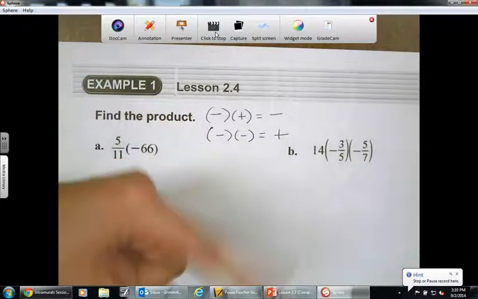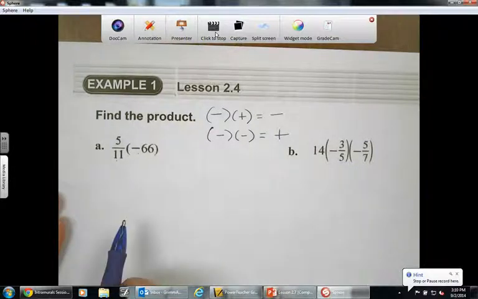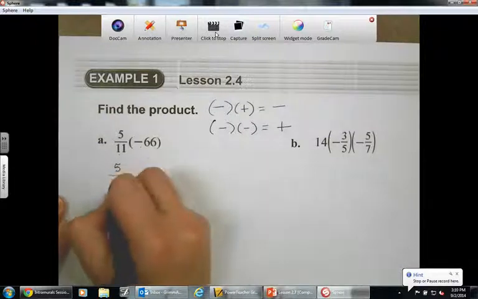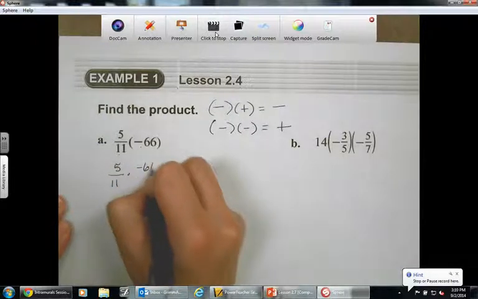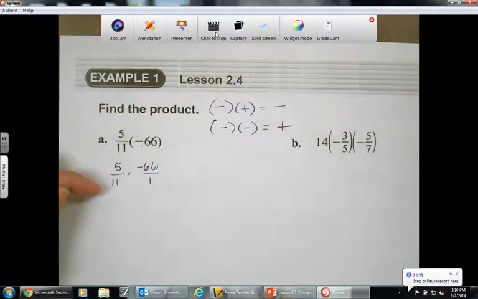All right, so this one right here, I have a negative times a positive, so that's going to be negative. And then the way I multiply fractions, I'm going to take 5 over 11. I'm going to put negative 66 over 1. And you can multiply straight across the numerator and straight across the denominator, and then you have to reduce at the end. Well, I would prefer not to have 66 times 5 and get 330 and then try to reduce it. So what you can do instead, if you want to, is do some cross canceling.